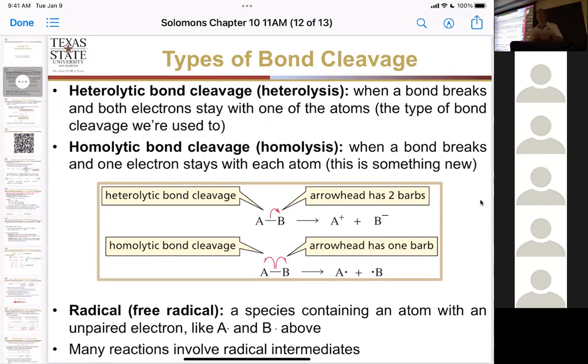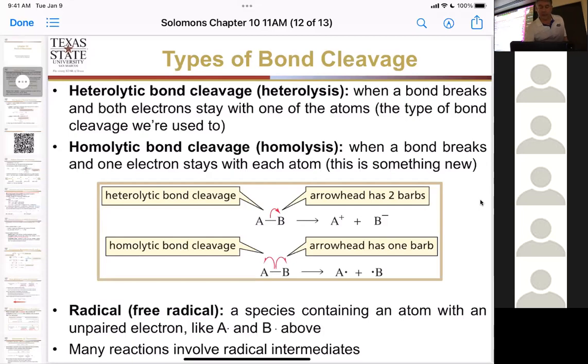But what if you have a nonpolar bond, or two things that aren't very electronegative? Then it's going to be difficult for one to say, well, I get all the electrons and you get none, to make it cleave heterolytically. So it cleaves homolytically instead. Both walk away with one electron of that sigma bond, and that gives you your product.